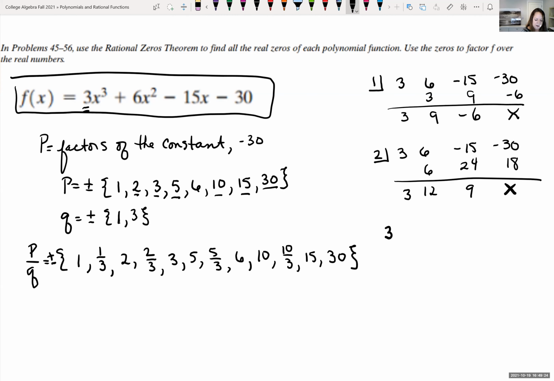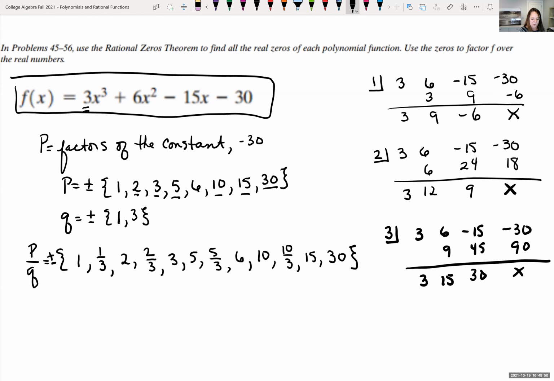So if I tried 3, bringing down my 3, 3 times 3 is 9, 6 plus 9 is 15, 3 times 15 is 45, negative 15 plus 45 is 30, this is 90, this doesn't give me 0. So this is now where I know from my rule that you guys don't know, but I do, that there's no positive number bigger than 3 that would work. And so I would probably start testing my negative numbers.